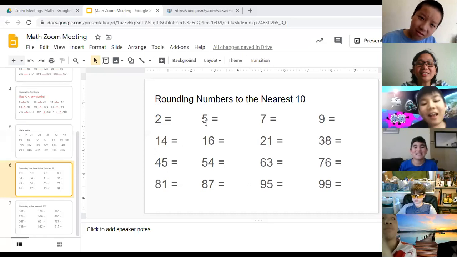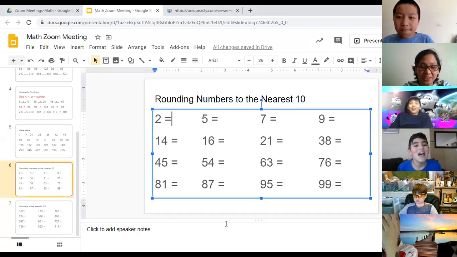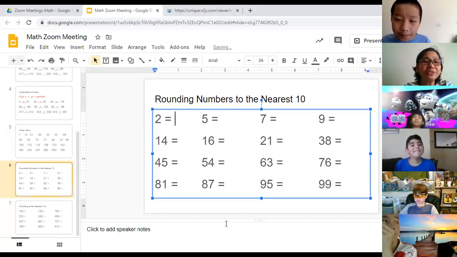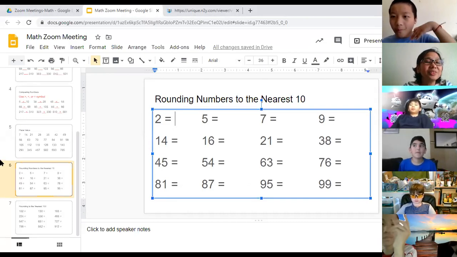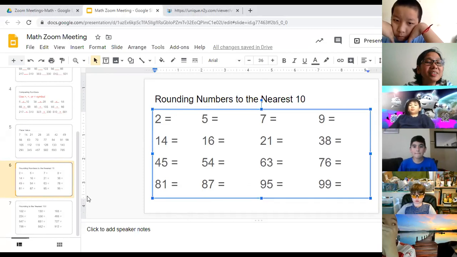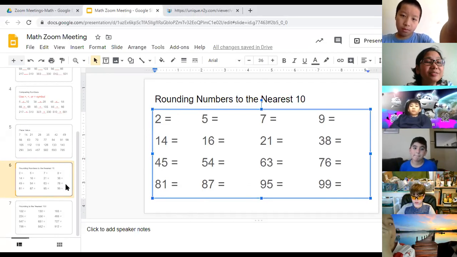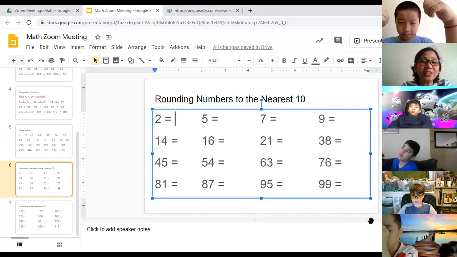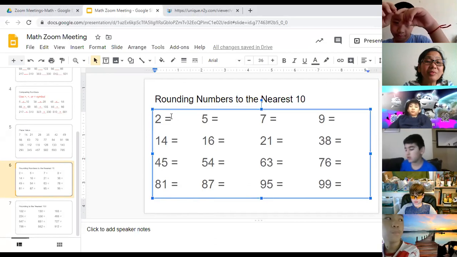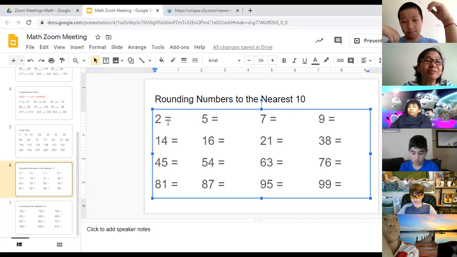Okay, let's practice. So let's round 2 to the nearest 10. If we round 2 to the nearest 10, is 2 closer to 0 or closer to 10? Tuyeng, is 2 closer to 0 or closer to 10? To 10. Yeah. So from 0 to 10, how many steps away or units away does 2 from 10?